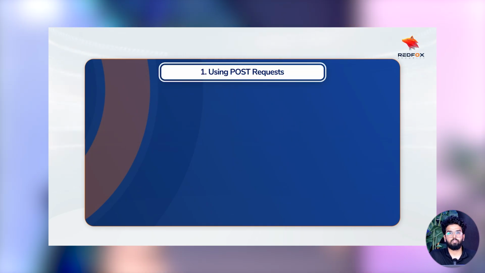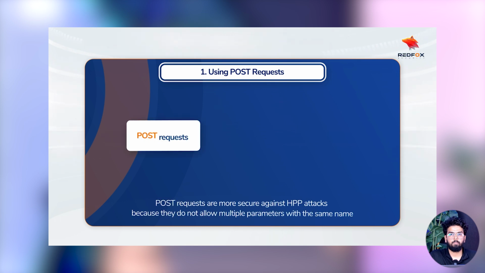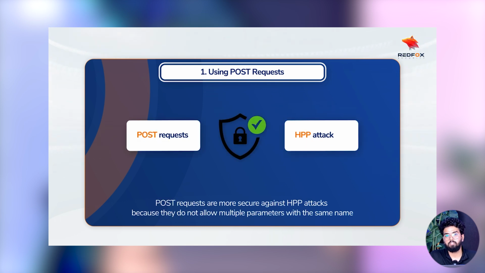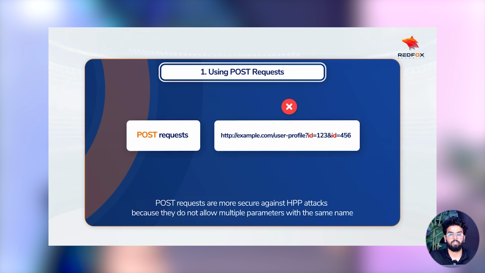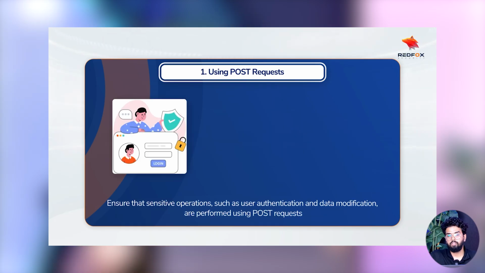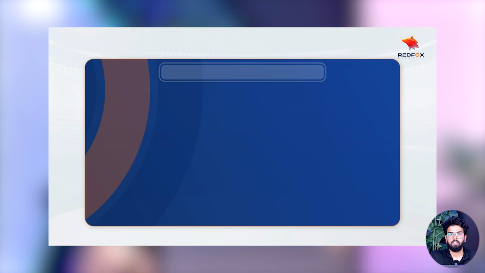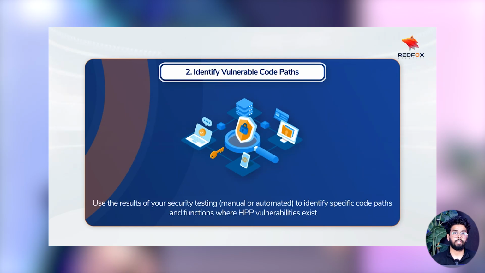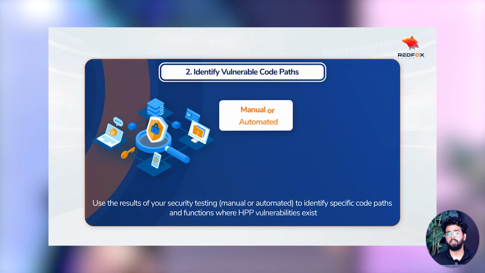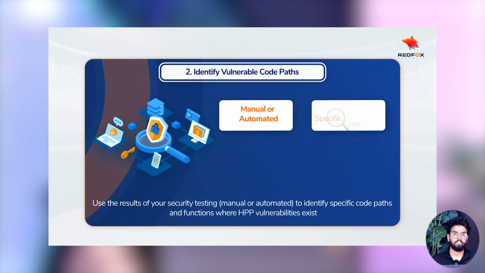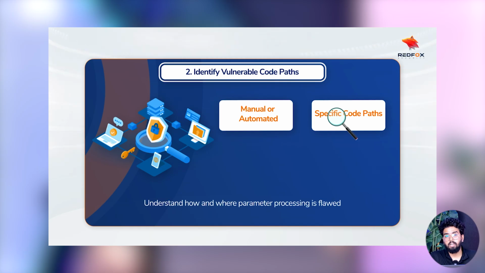First one is using POST requests. POST requests are more secure against HPP attacks because they do not allow multiple parameters with the same name. Ensure that sensitive operations such as user authentication and data modifications are performed using POST requests. Second is identifying vulnerable code paths. Use the results of your security testing, manual or automated, to identify specific code paths and functions where HTTP vulnerabilities exist. Understand how and where parameter processing is flawed.